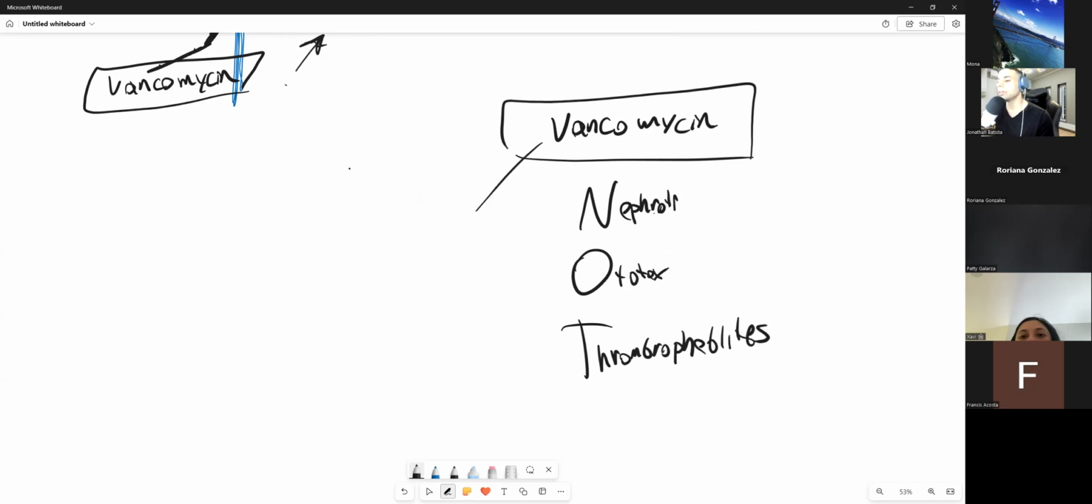But then it has that weird symptom, the famous red man syndrome. Red man syndrome, yes. Good. It's actually going to degranulate the mast cell. And it doesn't actually bind to the IgE. It has nothing to do with the IgE binding. So let's get it straight.